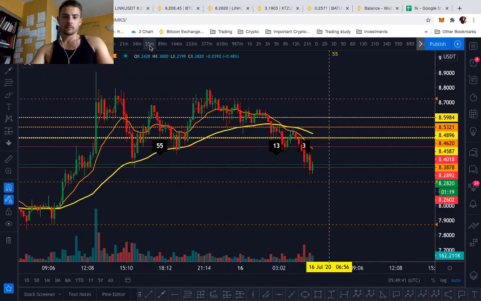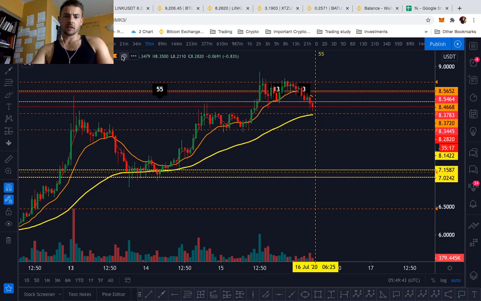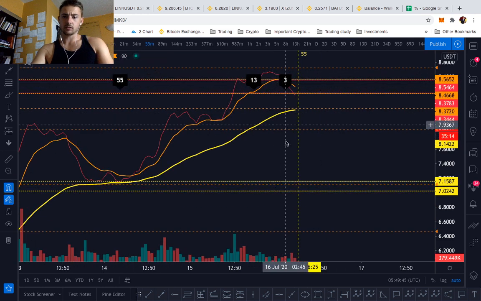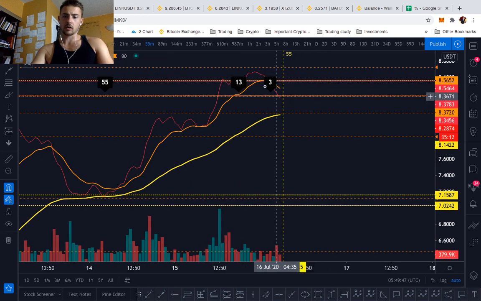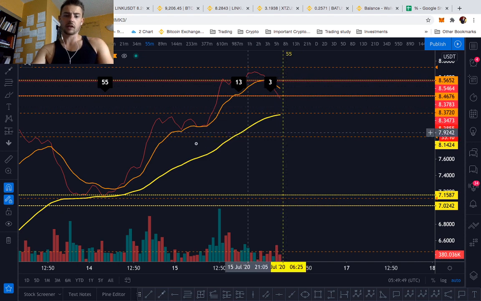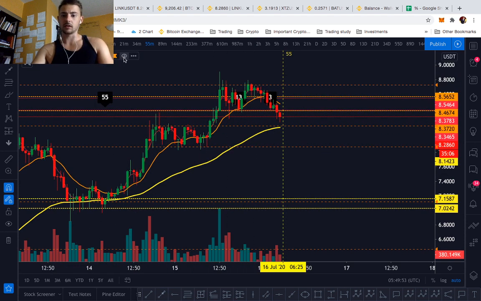So yeah, that's my understanding right now. Here's the 55-minute chart. I want to see a crossover of the whole thing. We haven't even got a crossover of the 3 and the 55 yet, which kind of tells me that we might still have a little bit of an uptick here.